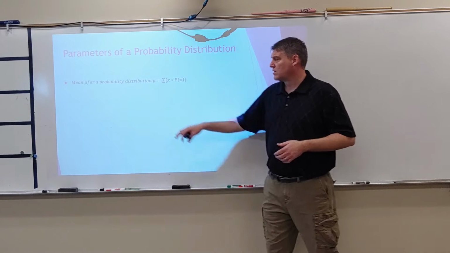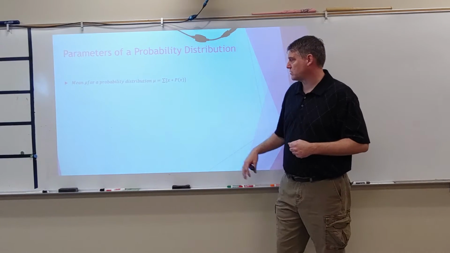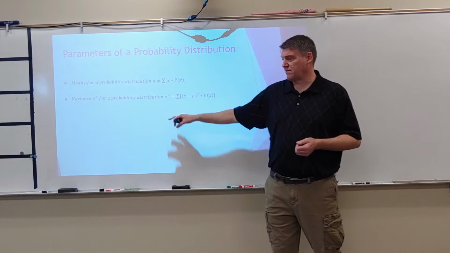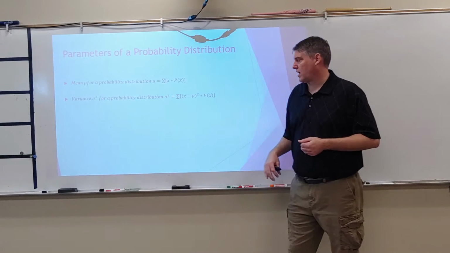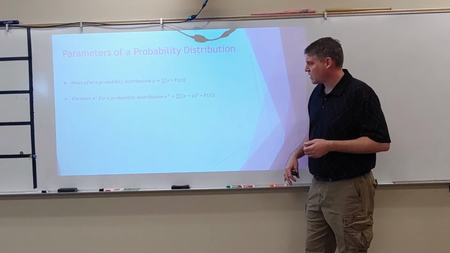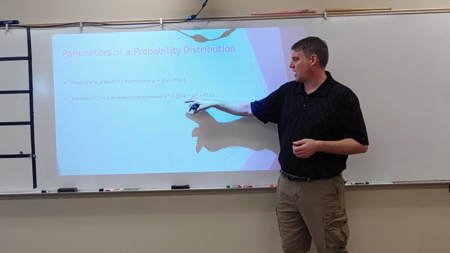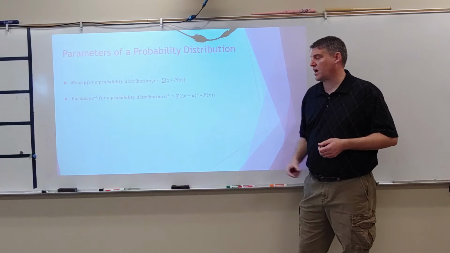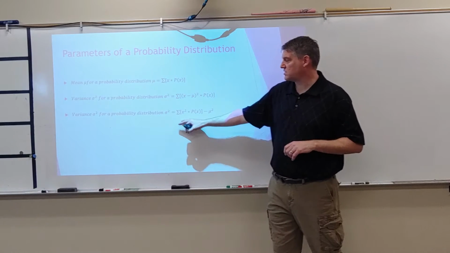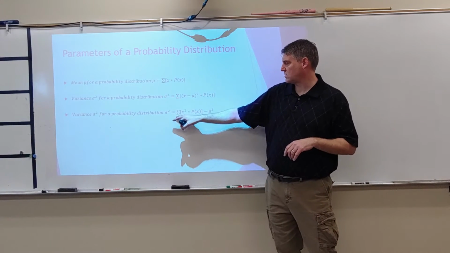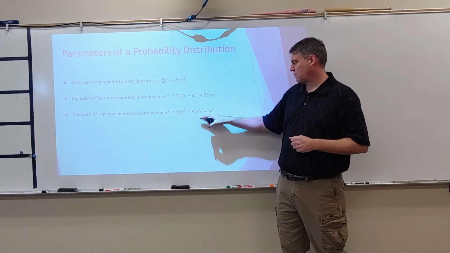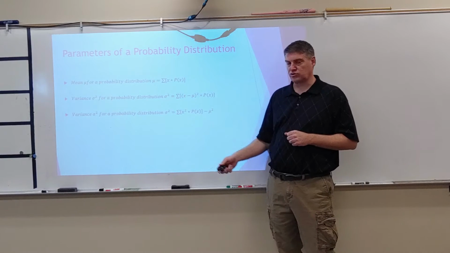So, parameters. The mean mu of a probability distribution is mu equals the sum of x times the probability of x. The variance, or sigma squared, for a probability distribution is sigma squared equals the sum of the quantity x minus the mean, mu, squared, times the probability of x. Okay? So this is just another way to show the variance: the sum of x squared times the probability of x, minus mu squared, or the mean squared.